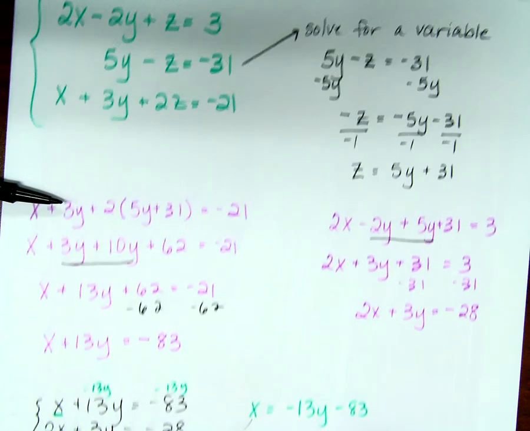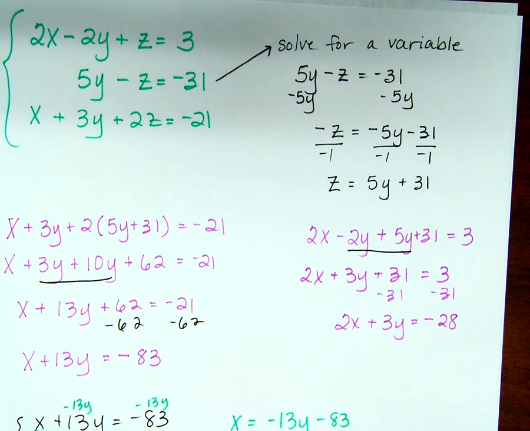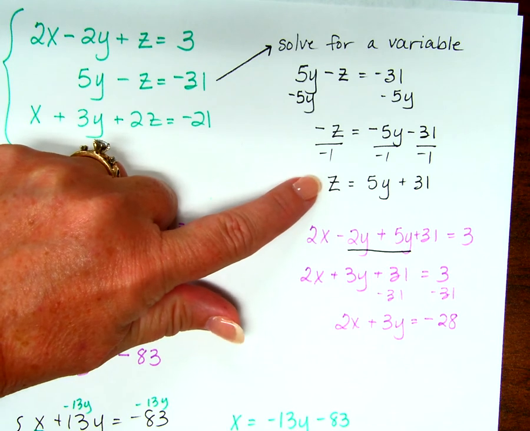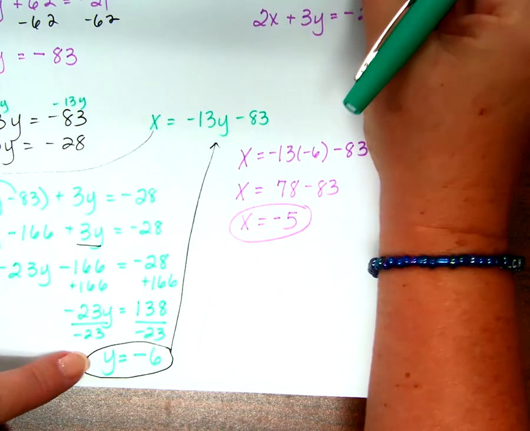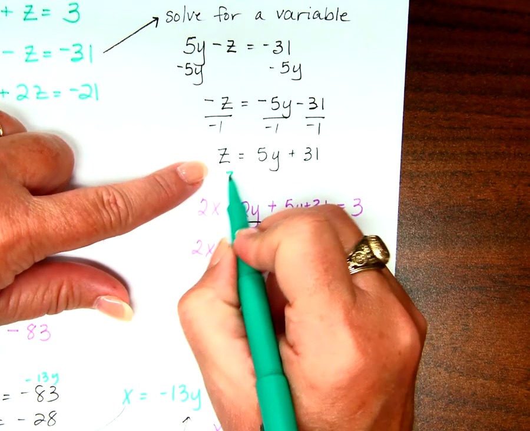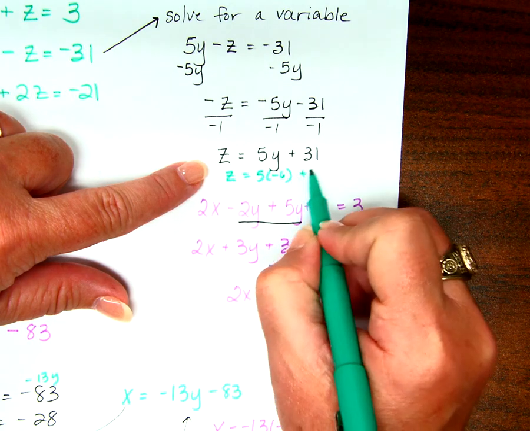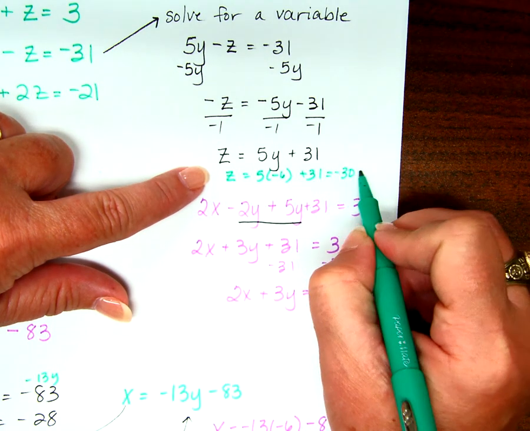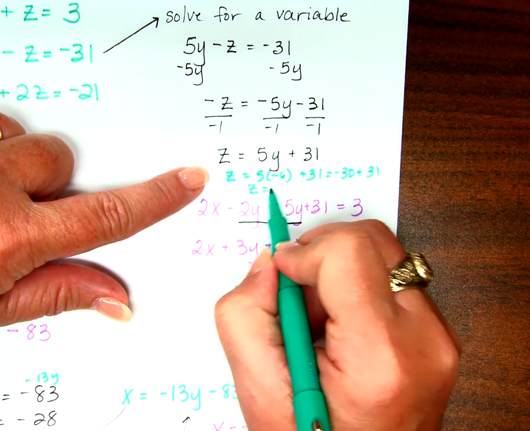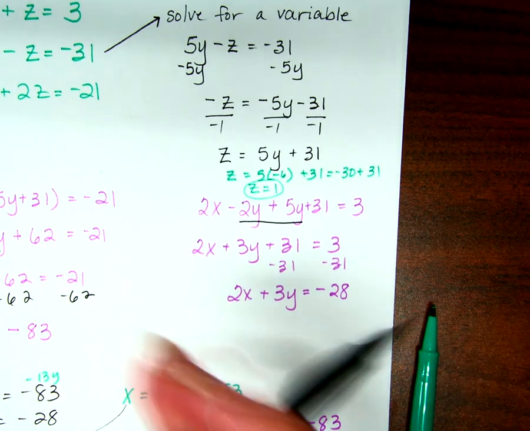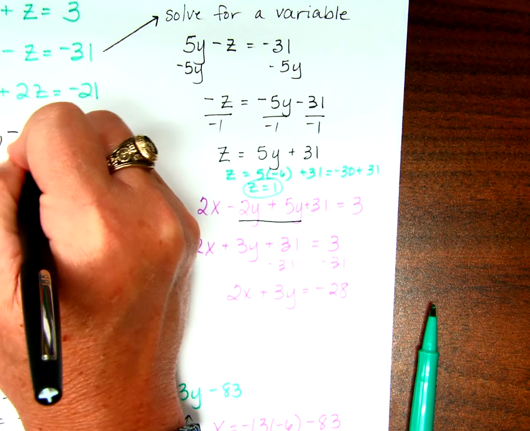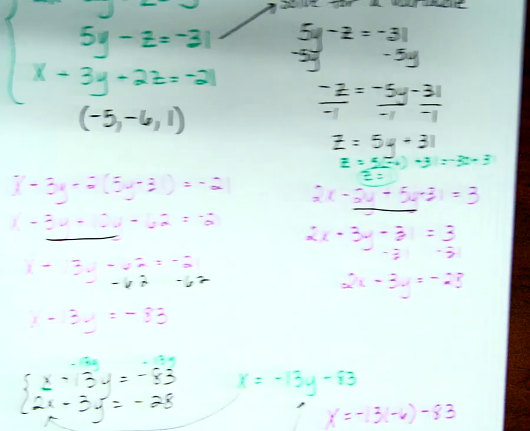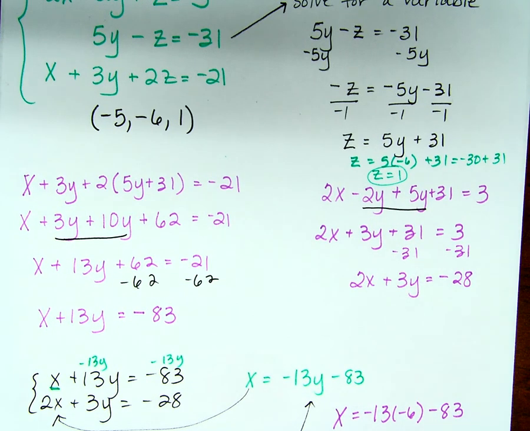Now we're in all of this mess. Where should I go? Right here, right? That I solved for from the very beginning? Yeah? So if I plug in y, okay, which one was y? Oh, negative 6, okay. So z equals 5 times negative 6 plus 31. So negative 30 plus 31. So what's my answer? Negative 5, negative 6, 1. Whoop, sorry. Boy, that was a mess, huh?